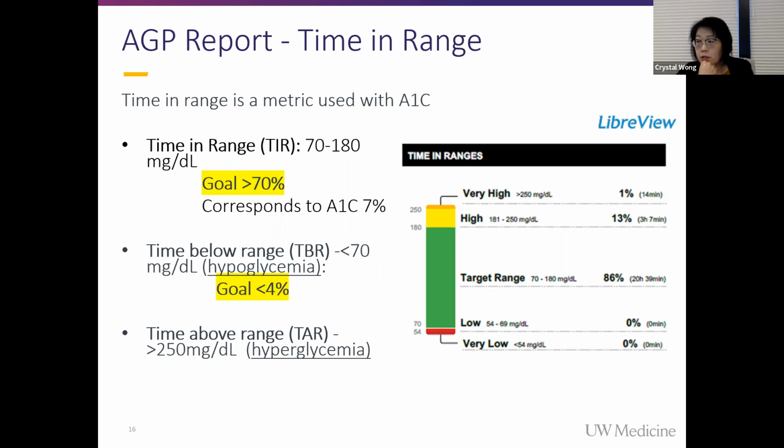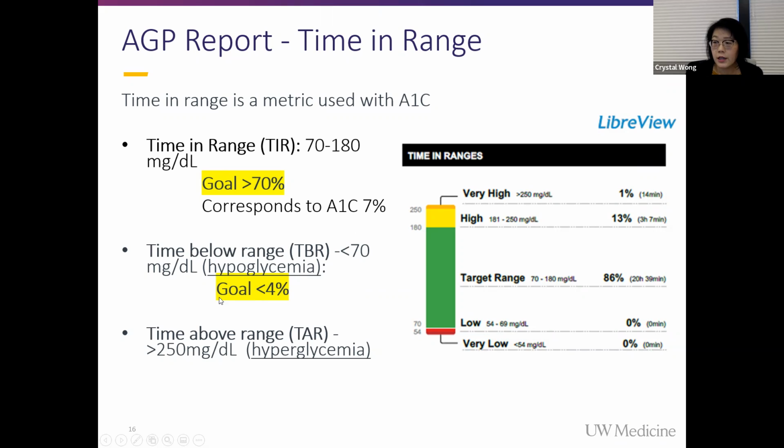So the key metrics that you're going to be looking at on an AGP report are thus. Time in range is a new data that we haven't been able to distill from old-fashioned chem sticks. There'll be a couple of core things you're looking at. One, you're looking at what's called time in range, and your goal is going to be above 70%. Time in range of 70% correlates to an A1C of 7%. So basically 70 or greater, you're going to be hitting your diabetes A1C goals.